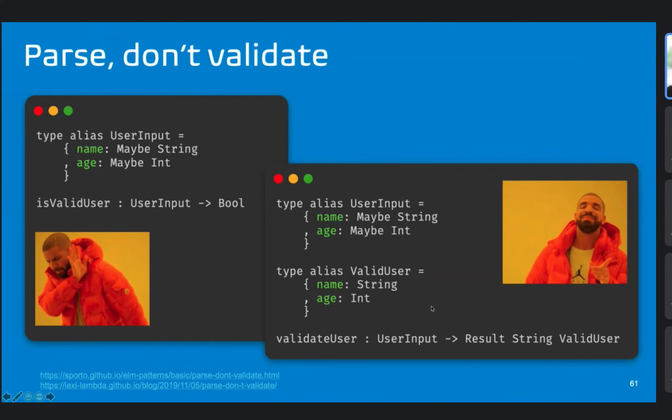So a better approach would be instead creating another type alias, that is a kind of interface in TypeScript, where instead of the optional value there is a strict value, like string and integer. And then we have a function that converts from the user input into a valid user. Of course, that may also fail in case the data is not correct.